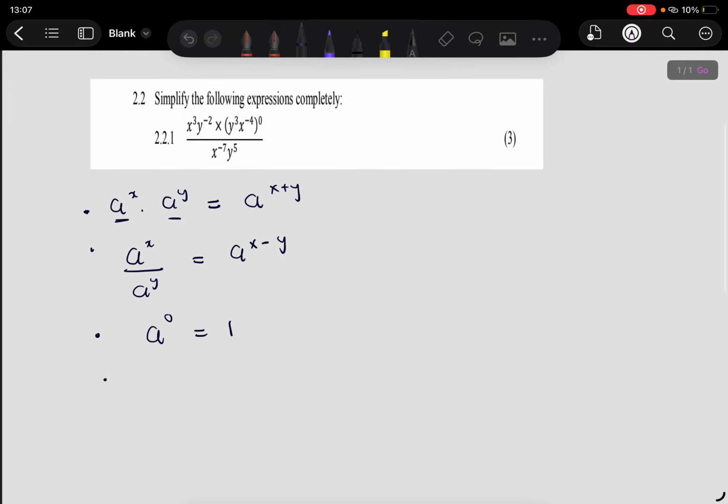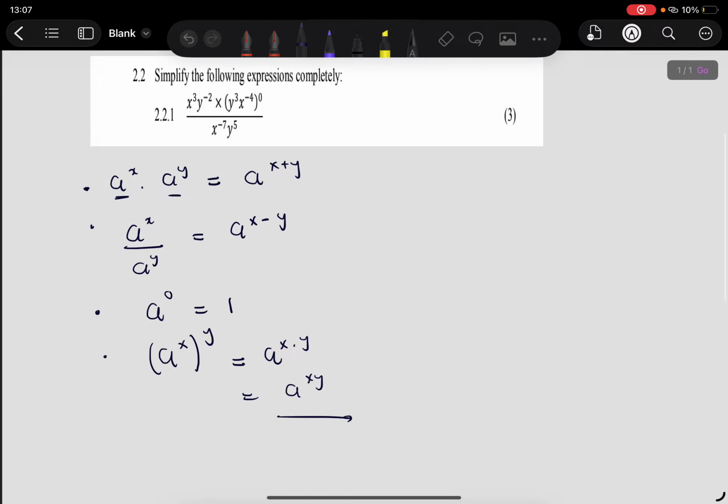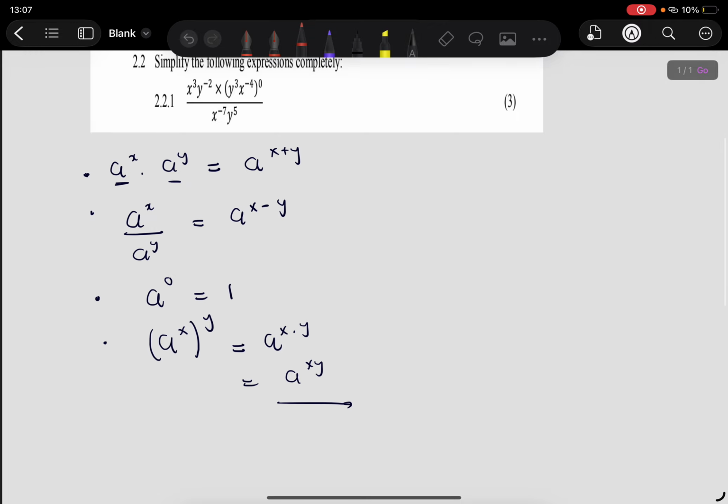Then when we raise a power to a power, so when we have a to the power of x all raised to the power of y, we multiply the exponents. This will be a to the power x times y, which can be written as a^(xy). All right. Perfect. Now we can look at the question where we need to simplify the expressions.